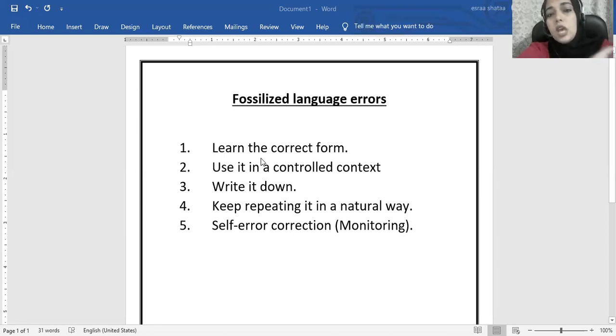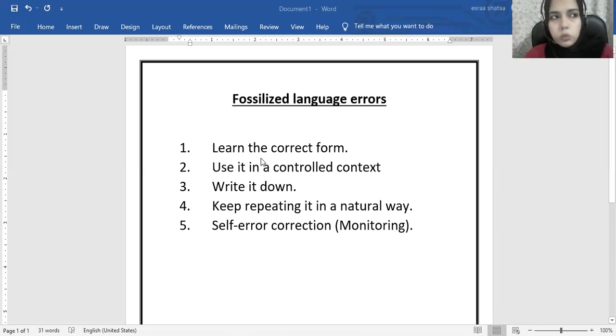The second thing is that I want you to use it in a controlled context. For example, if you have one fossilized error, which is I have working as a teacher, that's a grammatical mistake, and you need to say I've been working, I have been working as a teacher. So you need to use this in a controlled context. I mean, in a sentence, a chunk of the language that is meaningful.